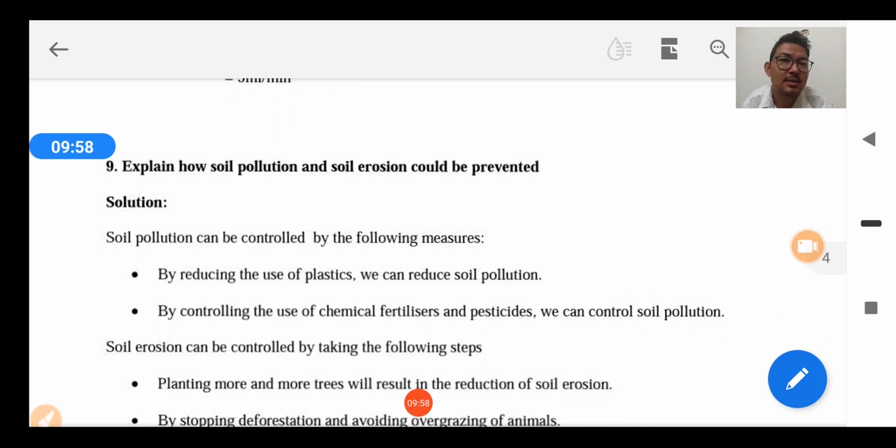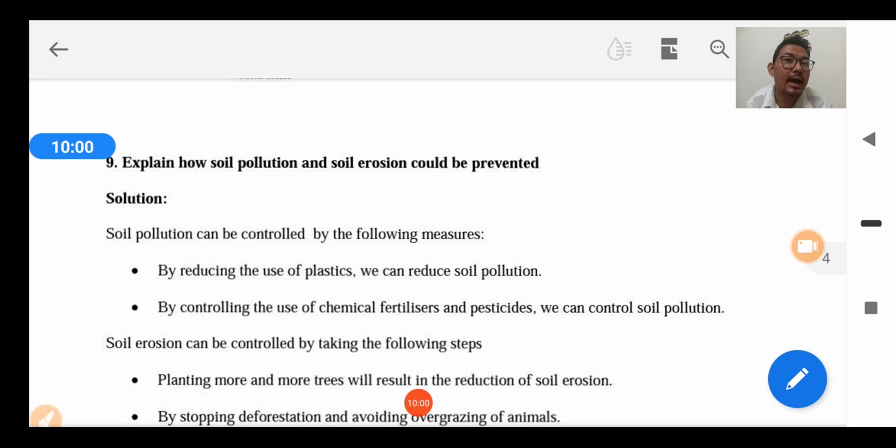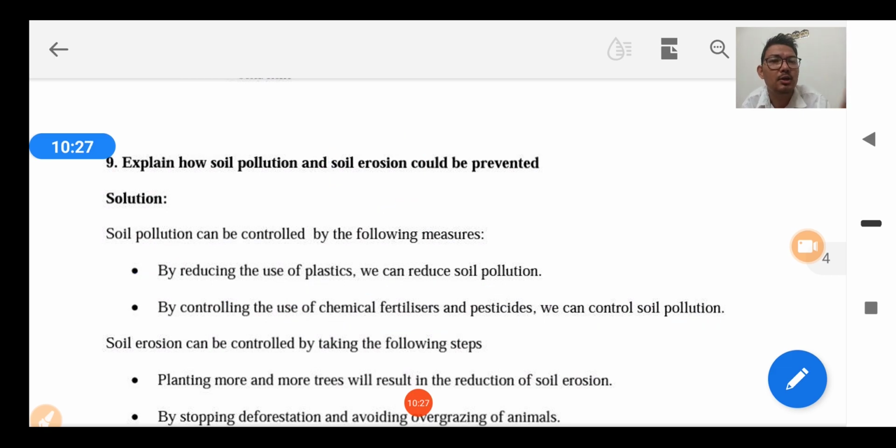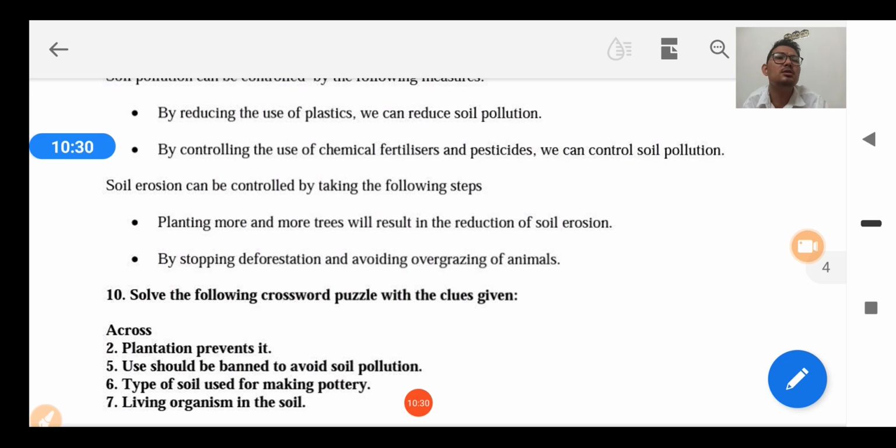Question number 9 is: explain how soil pollution and soil erosion could be prevented. This topic we have studied in lower classes also. Soil pollution can be controlled by reducing the use of plastics, and we should also control the use of chemical fertilizers and pesticides. And next is how we can prevent soil erosion. Soil erosion means removal of the top layer of the soil by the action of wind, rain, floods, etc., or deforestation.